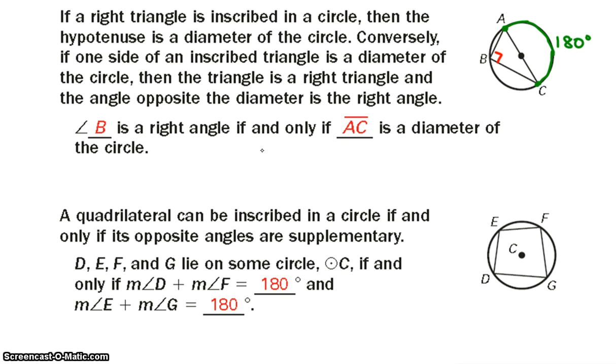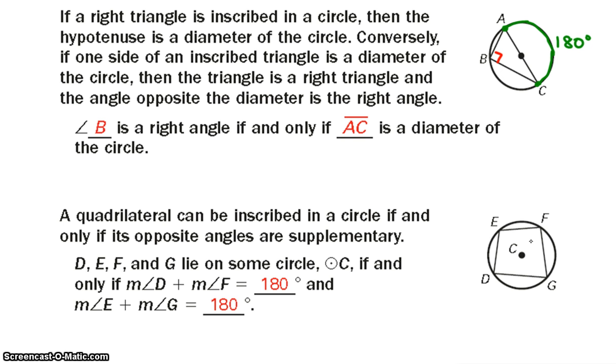So B is a right angle if and only if AC is a diameter of the circle. So if the 2 points of the circle, here and here, if I draw a line between them and it's a diameter, then that means that angle B must be a right angle. So notice how there were no numbers in this problem, but I will still expect you to know this arc is 180 and this angle is 90 degrees.